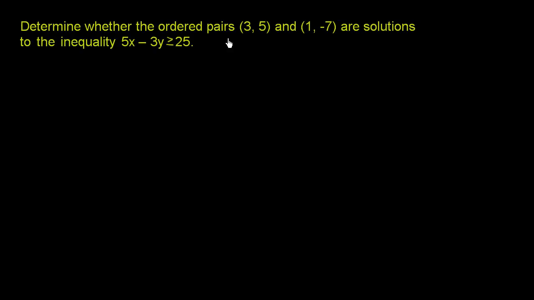Determine whether the ordered pairs (3, 5) and (1, -7) are solutions to the inequality 5x minus 3y is greater than or equal to 25. So we can literally just try each of these ordered pairs. We could try what happens when x is equal to 3 and y is equal to 5 in this inequality and see if it satisfies it. And then we could try it for (1, -7). So let's do it first for (3, 5). When x is 3, y is 5, let's see if this actually gets satisfied.